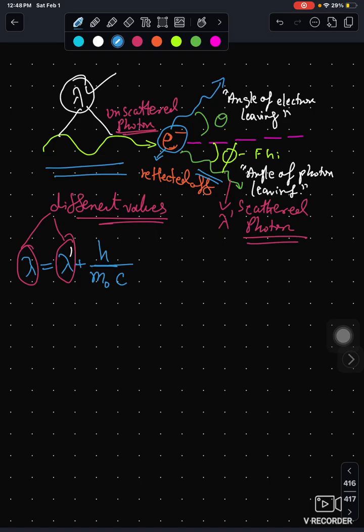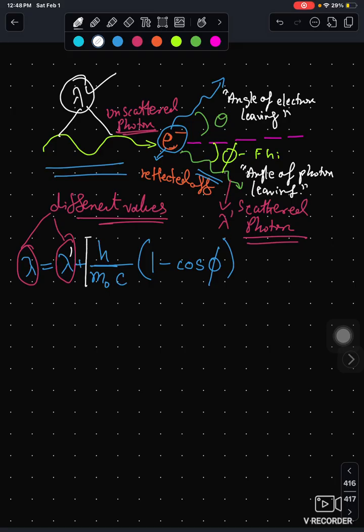And one more thing is 1 minus cos phi. Phi is the angle between the electron and the scattered photon. This is our equation.